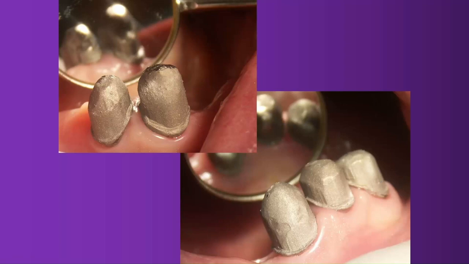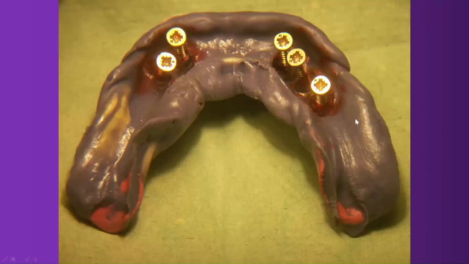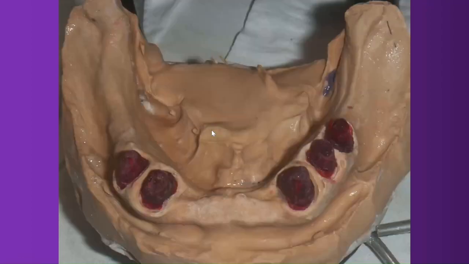So I would place those things in the mouth, do an over impression, and inside each of these telescopes I would put some resin and some retentive elements. You see those screws there? And then when I cast the plaster over this, I will have a very, very solid model. See, this is resin and retentive elements, metal retentive elements. I cast it and I get this.